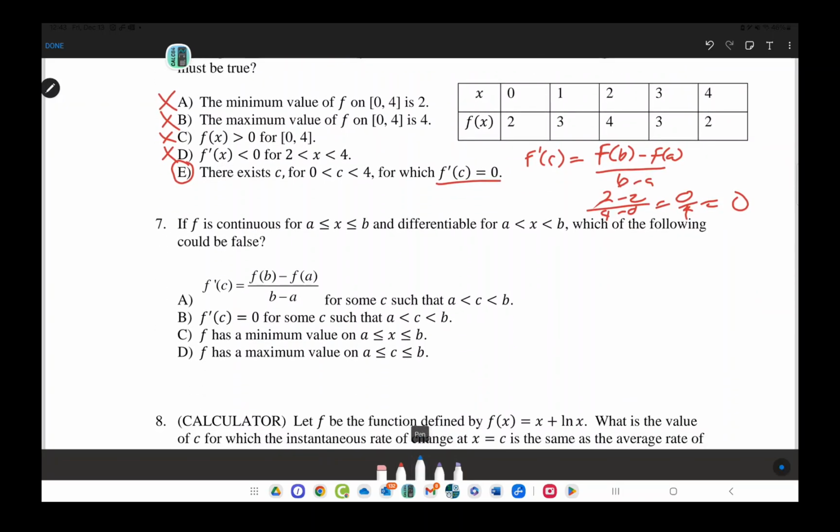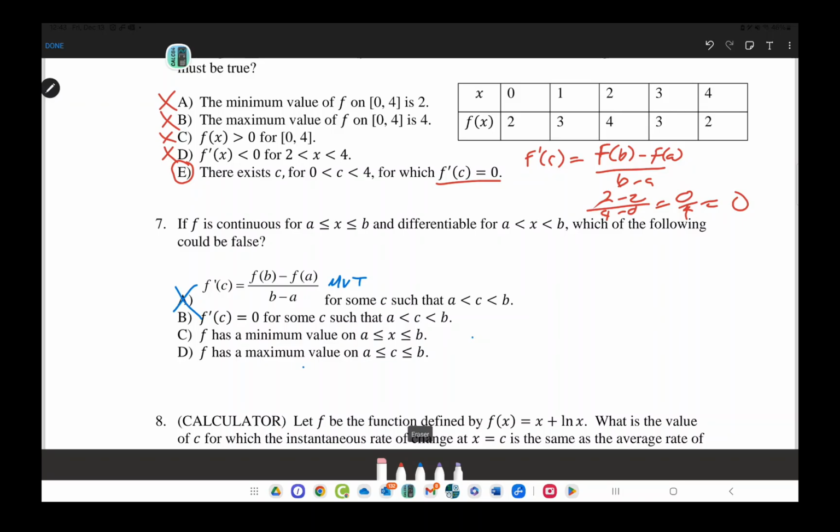f is continuous on the interval and differentiable on the interval, which means the IVT applies, the MVT applies. All right, so which of the following could be false? This is the MVT. Is that going to be false if we're guaranteed this and this? So, yes, not it.